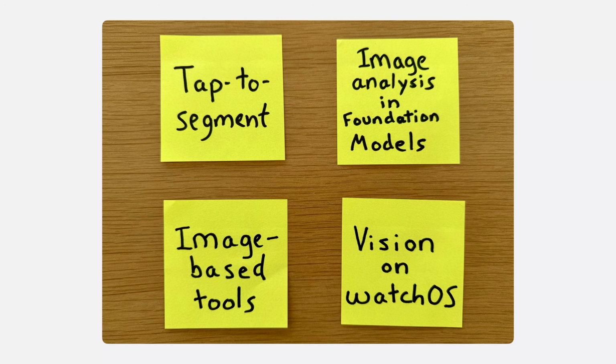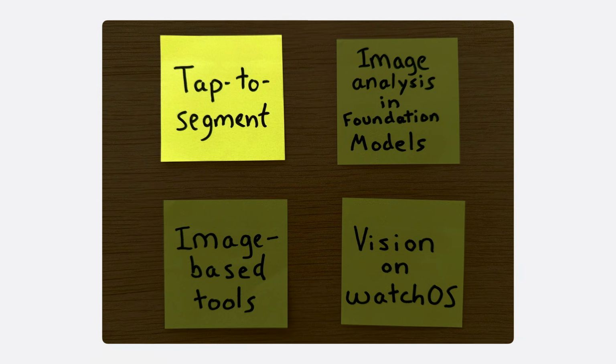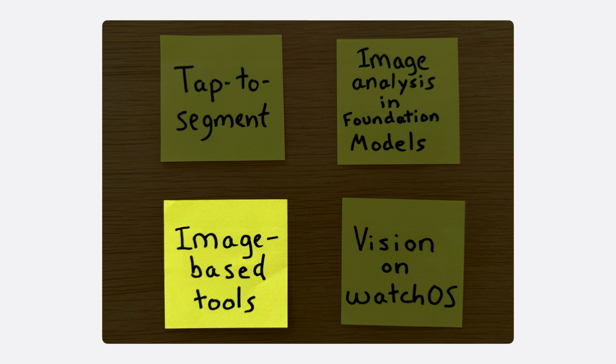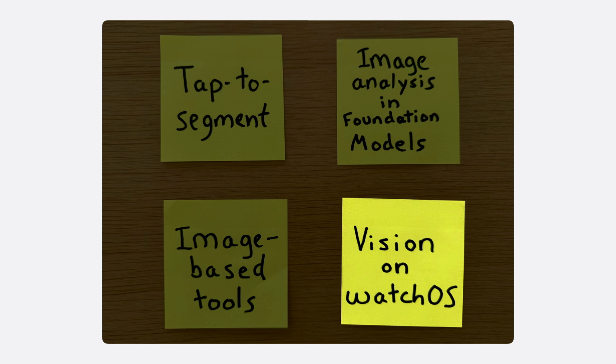I've covered a lot in this video. Here's a quick recap. Vision's new Tap to Segment API lets you interactively segment objects in an image. Foundation Models now supports image inputs for large language models, which lets you analyze images in new ways that weren't possible before. And you can create tools that use frameworks like Vision to make your image analysis even better. You can also use Vision to enhance your apps on all platforms, including watchOS.